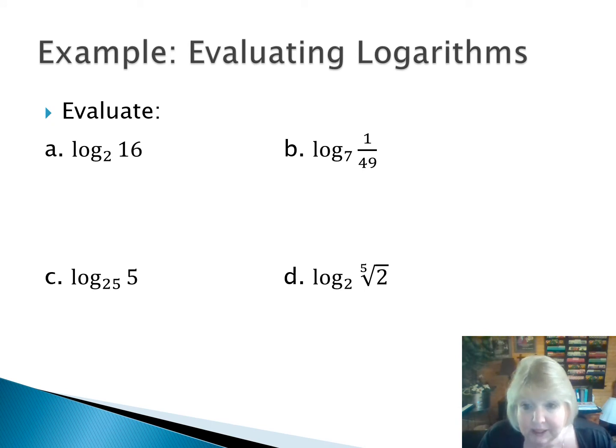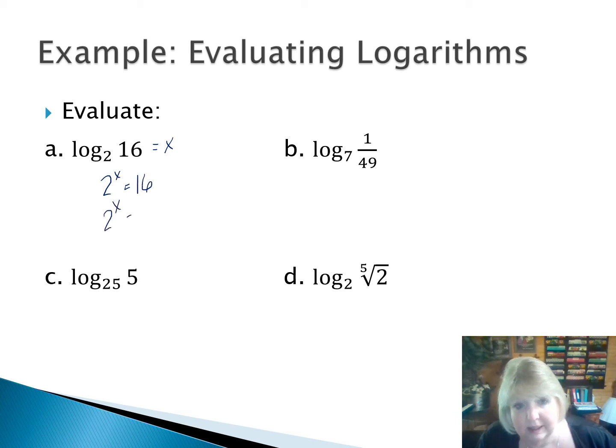Now, the way I like to do this is to consider it equals x, and then change it into exponential form. 2 to the x equals 16. So I say 2 to the x equals 2 to the fourth. I write 16 as 2 to the fourth. 2 times 2 is 4, times 2 is 8, times 2 is 16. Then because I have the same base, x must be 4. So to evaluate that, that value is 4.